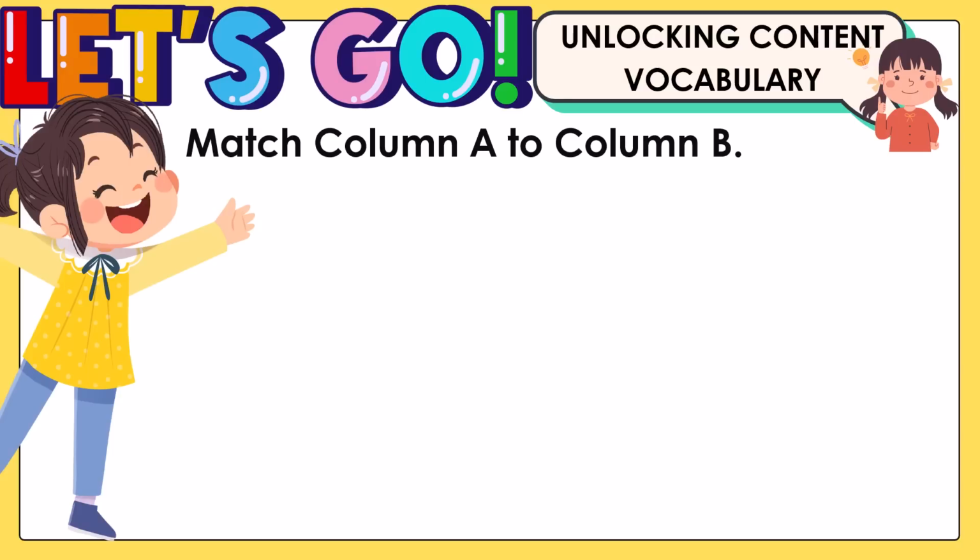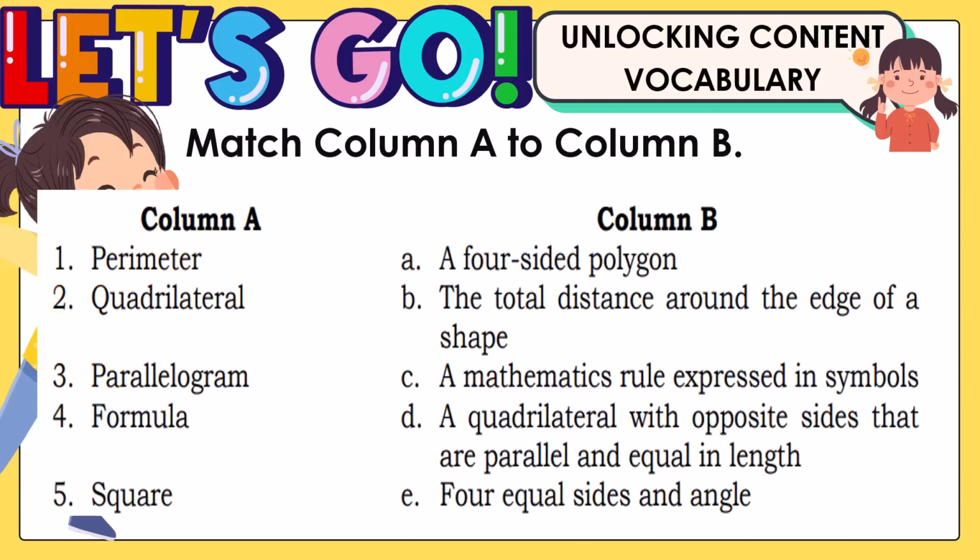Unlocking content, vocabulary. Match column A to column B. Number 1, perimeter. Number 2, quadrilateral. Number 3, parallelogram. Number 4, formula. And number 5, square.